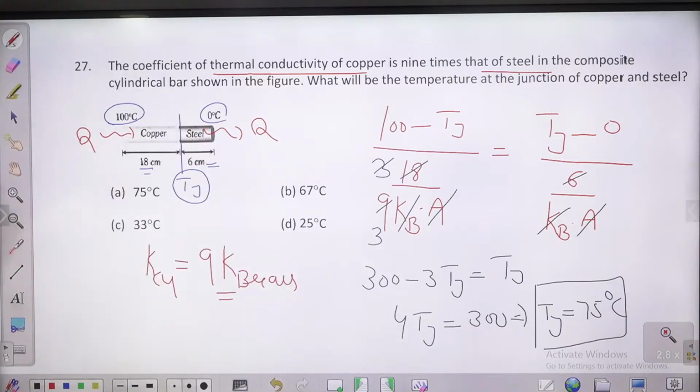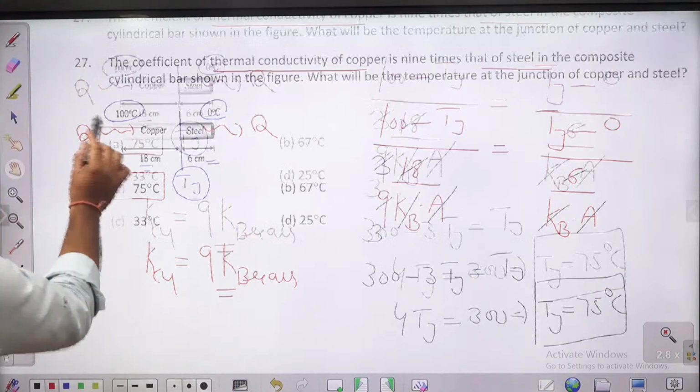जंक्शन टेम्परेचर कितना आ जाएगा बच्चों आपका 75 डिग्री सेल्सियस. मतलब ऑप्शन ए क्या हो जाएगा is the right answer. Fine, option A is the right answer. Very good Moli. ऑप्शन ए हो जाएगा बच्चों right answer 75 degrees Celsius. Next move करते हैं question number 28 पे.